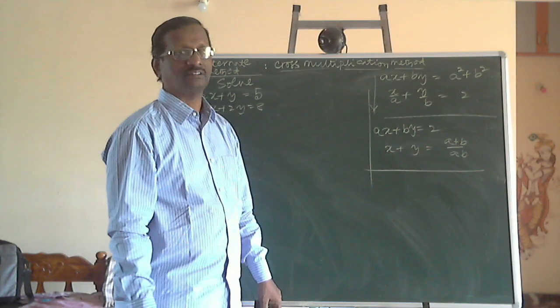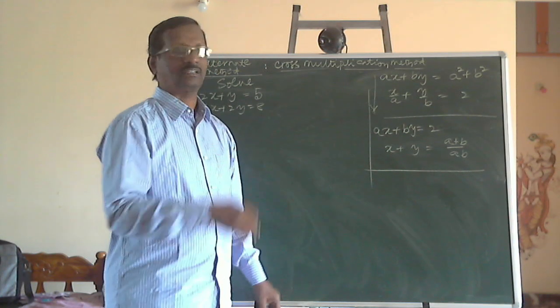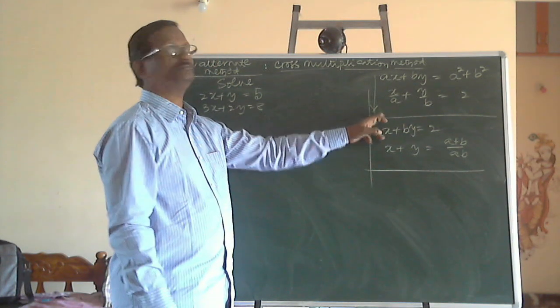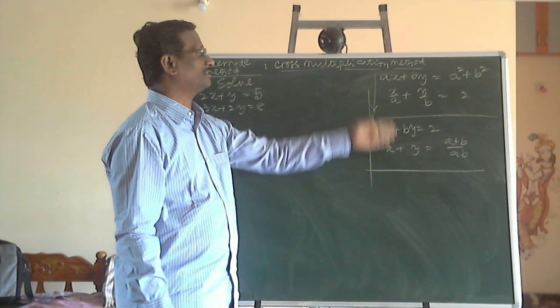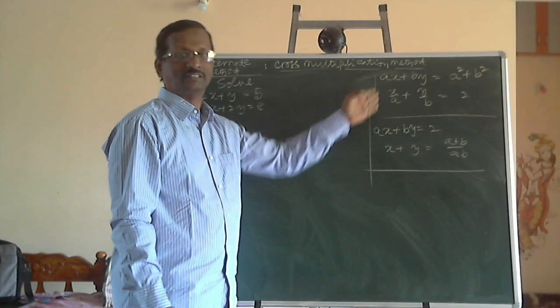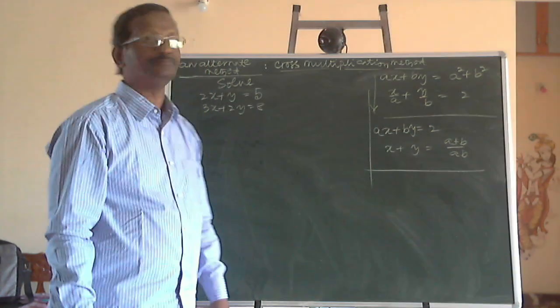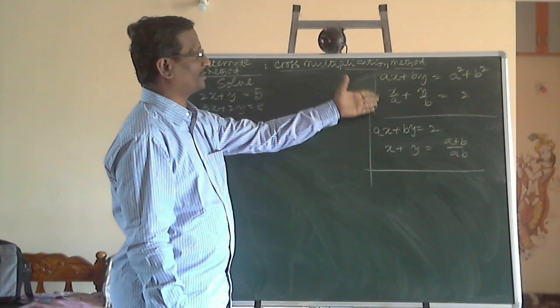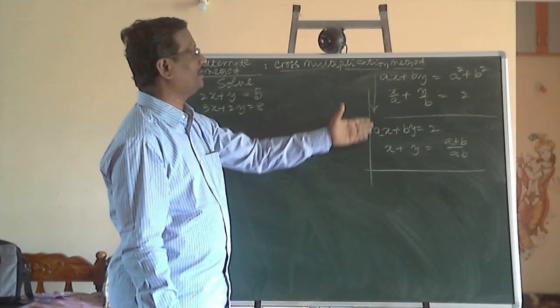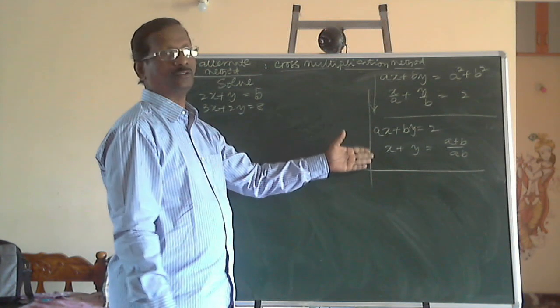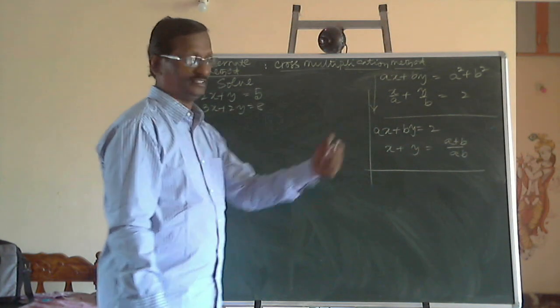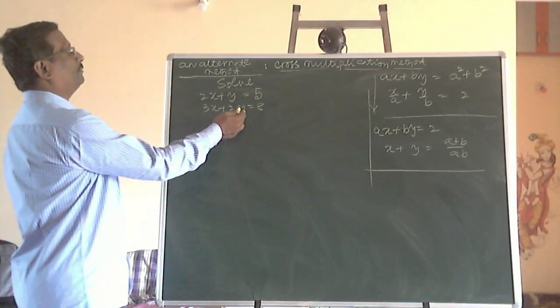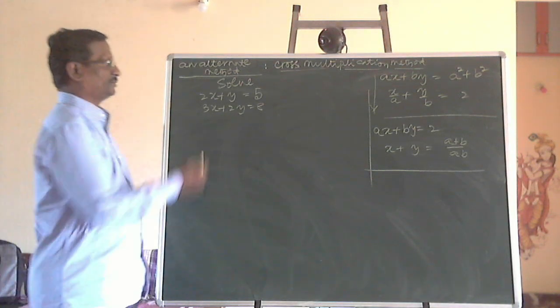Such answers are possible. That is why, if you use the trial and error method, the solution for this type of equations takes only a few seconds. Here x is equal to a, y is equal to b for this pair. For this pair, x is equal to 1 by a and y is equal to 1 by b. See this. Now, let us have an application question.